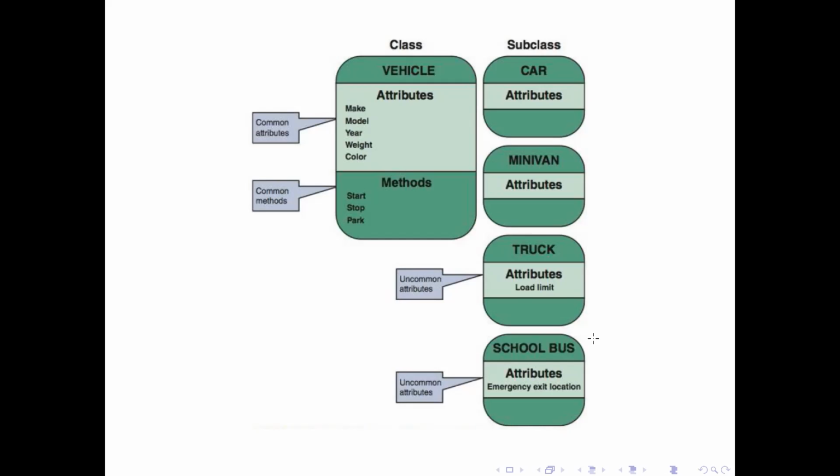But apart from that, sometimes you will have very specific attributes belonging to a subclass, right? For example, truck, you can see the number of attributes increases. All the attributes that you have in vehicle are available in truck, plus you have a load limit. And then you have all the methods.